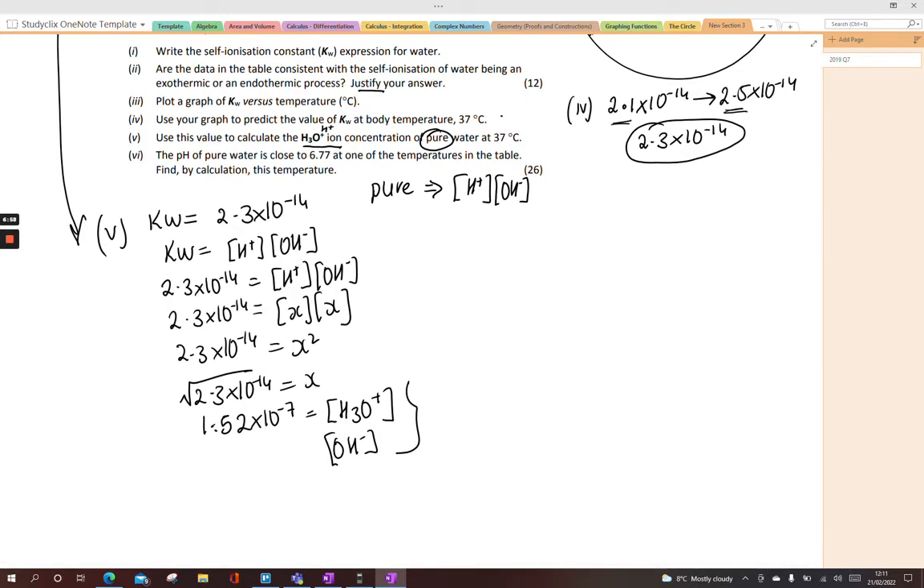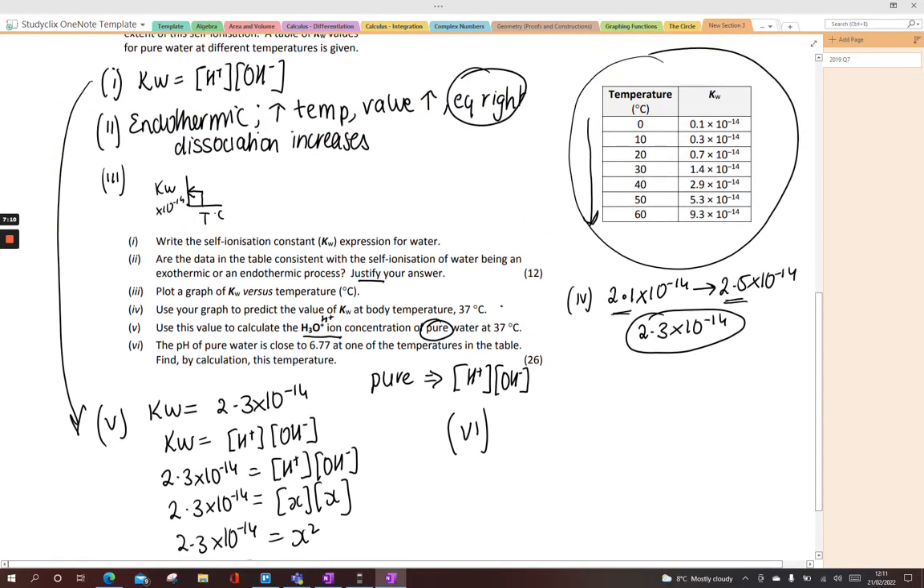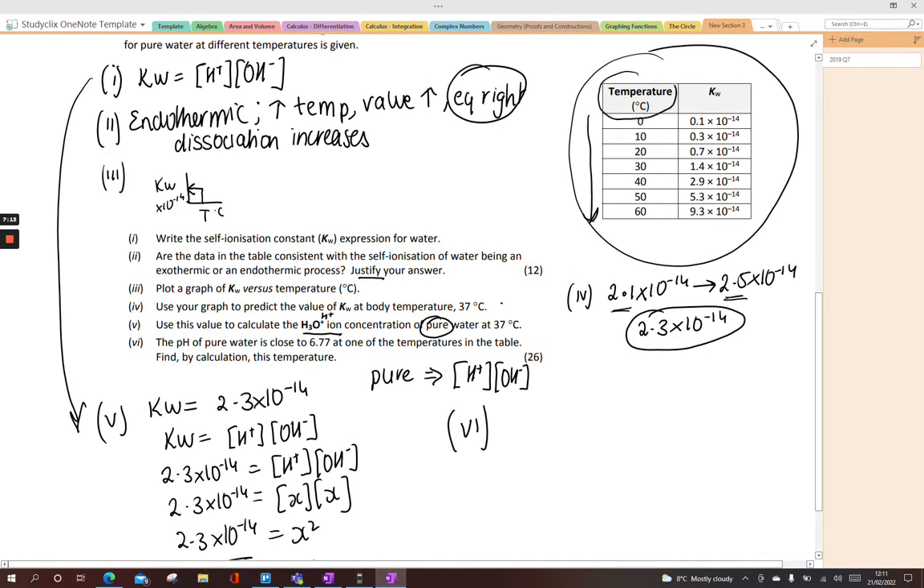Next one, VI. The pH of pure water is close to 6.77 at one of the temperatures in the table. Find by calculation this temperature. Now in order to get the temperature, we need to get the Kw. So the first thing, work with what they've given you: pH is 6.77.